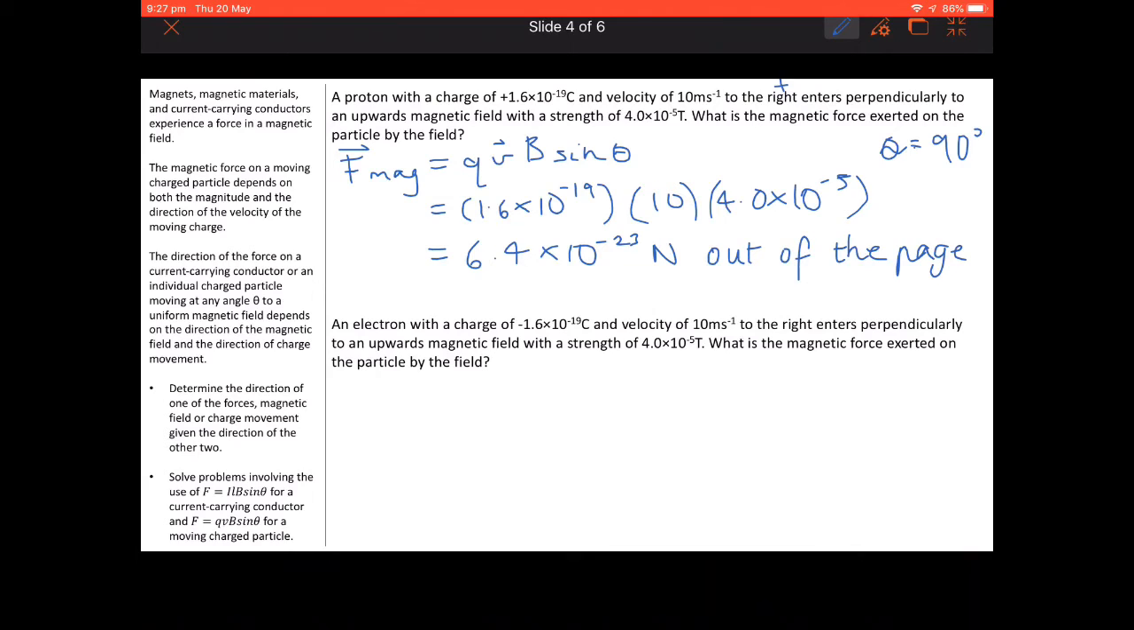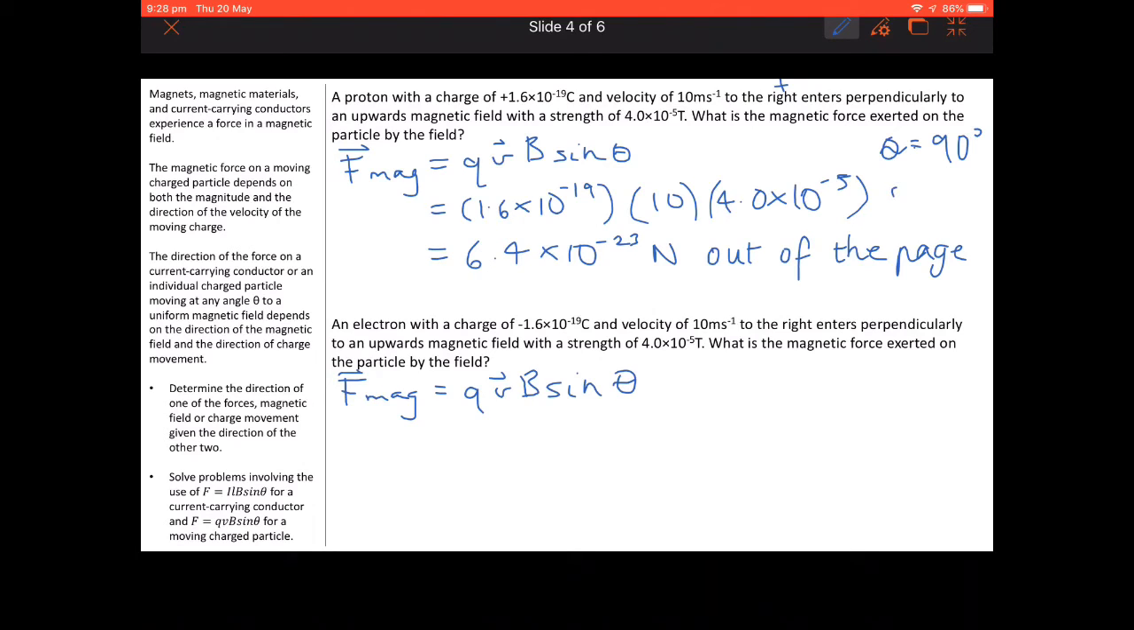So I've got a similar example. It's just an electron with a charge of negative 1.6 by 10 to the negative 19 coulombs. The velocity is the same and it's also to the right. It's entering perpendicularly to the same upwards magnetic field with a strength of 4.0 by 10 to the negative 5 teslas. What is the magnetic force exerted on the particle by the field? So exactly the same. Magnetic force is equal to charge multiplied by velocity times the magnetic field strength and then sine of the angle.